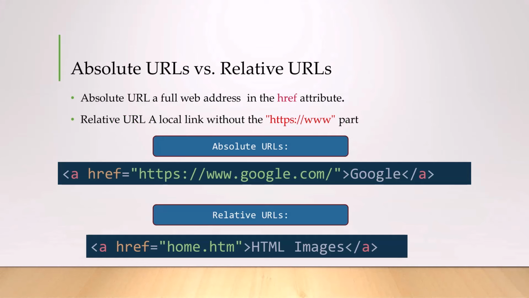You can use an absolute URL or a relative URL for HTML links. I talked about absolute URLs and relative URLs in the previous videos. To make it short, absolute URLs are full web addresses and a relative URL is a local link without the HTTP part. You can see an example here for absolute URL and for relative URLs.